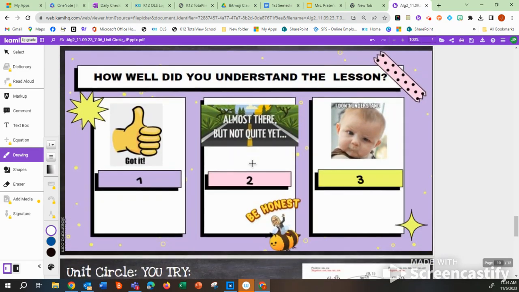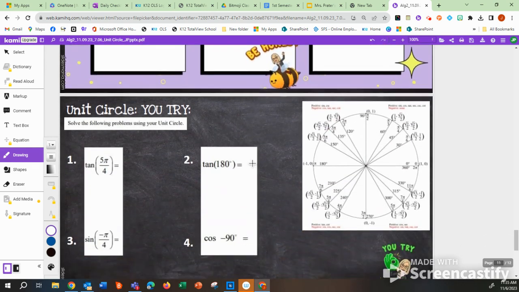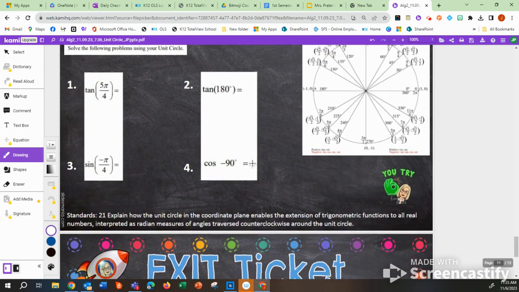All right, that was my main lesson. So hopefully that helped you just a little bit. So you're sticking with the thought of sine is your y value, cosine is your x value, tangent is y over x, cosecant is the inverse of sine, secant is the inverse of cosine, and cotangent is the inverse of tangent. There are a few you try problems here if you'd like to try those.